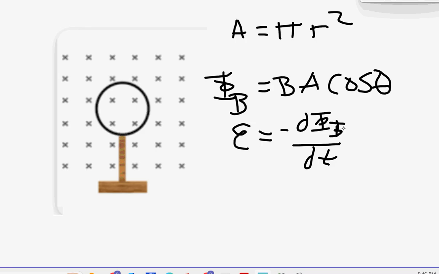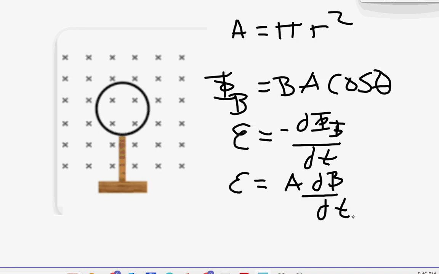Now, what if we keep the angle constant and then we simply vary the magnetic field? Then E in this case will be equal to the area multiplied by the change in magnetic field with respect to time. Now if we keep the magnetic field the same, and this ring looks pretty solid, maybe we could rotate the angle.